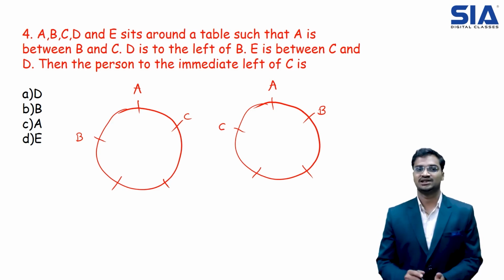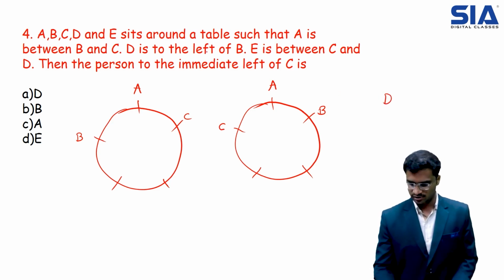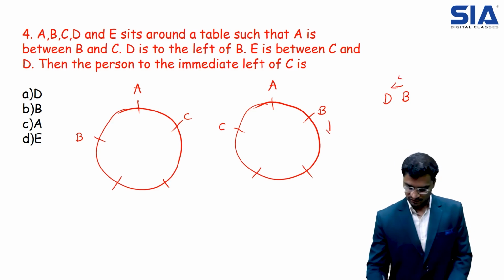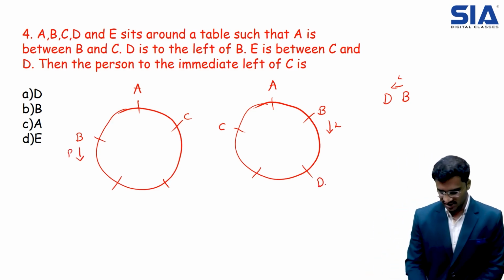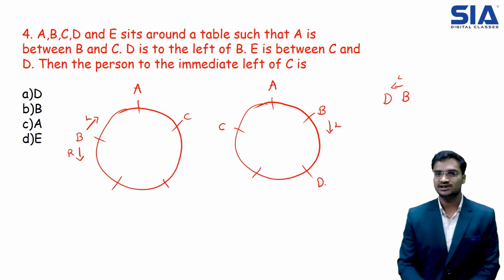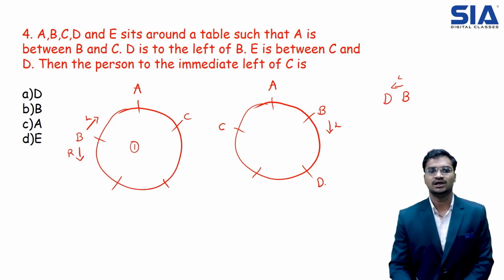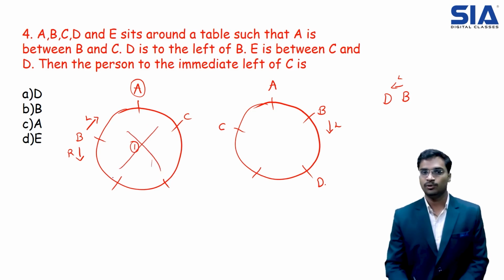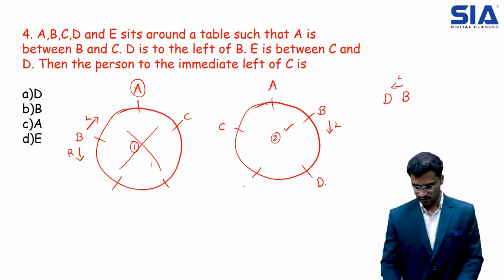Now let us read the second statement. The second statement says D is to the left of B. The left of B is occupied by D. So the left of B is this. So it should be occupied by D. Now the right side of D is this and the left side of D is this. The right side of B is this and the left side of B is this. But here in the first possibility, the left side of B is occupied by A. So this is violating our statement. So this possibility cannot be taken. So the second possibility is correct. So this one. Now the remaining person is E. So the person E will sit here.